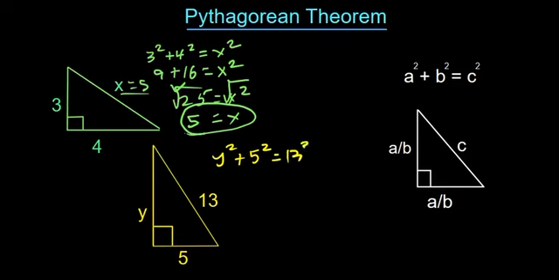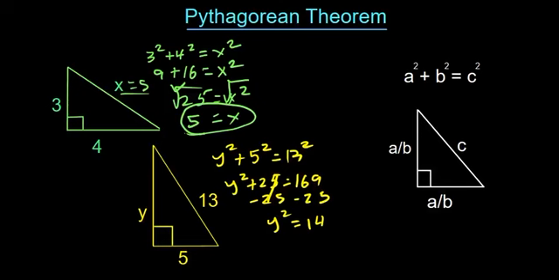In this case, I can't simplify y squared just yet, so we'll bring down y squared. We'll simplify 5 squared, which is 25, and 13 squared, which is 169. Now, to solve for y squared, we have to subtract 25 from both sides. These will cancel, so now we're just left with y squared on the left, equaling 169 minus 25, which is 144.